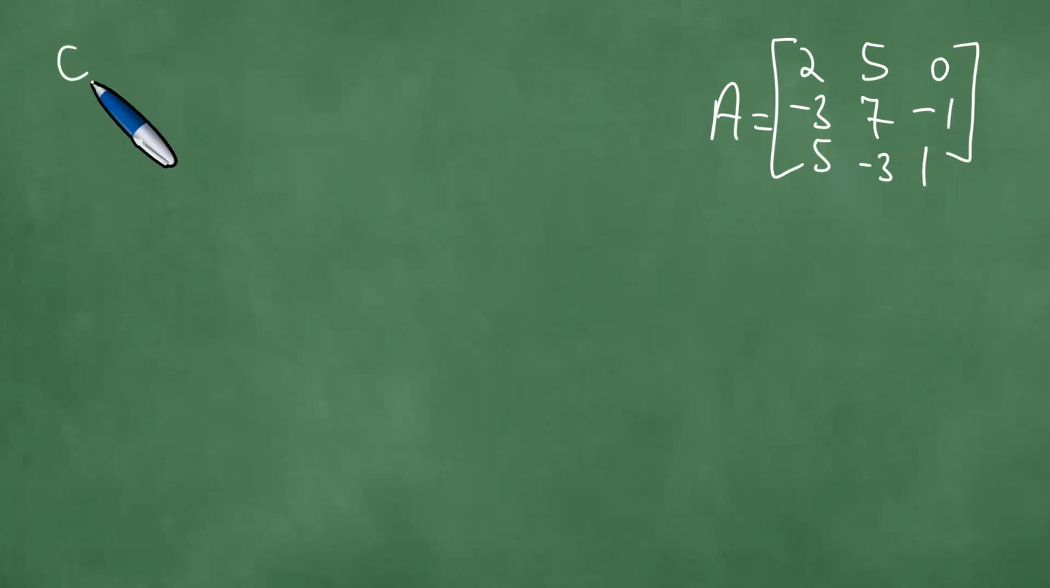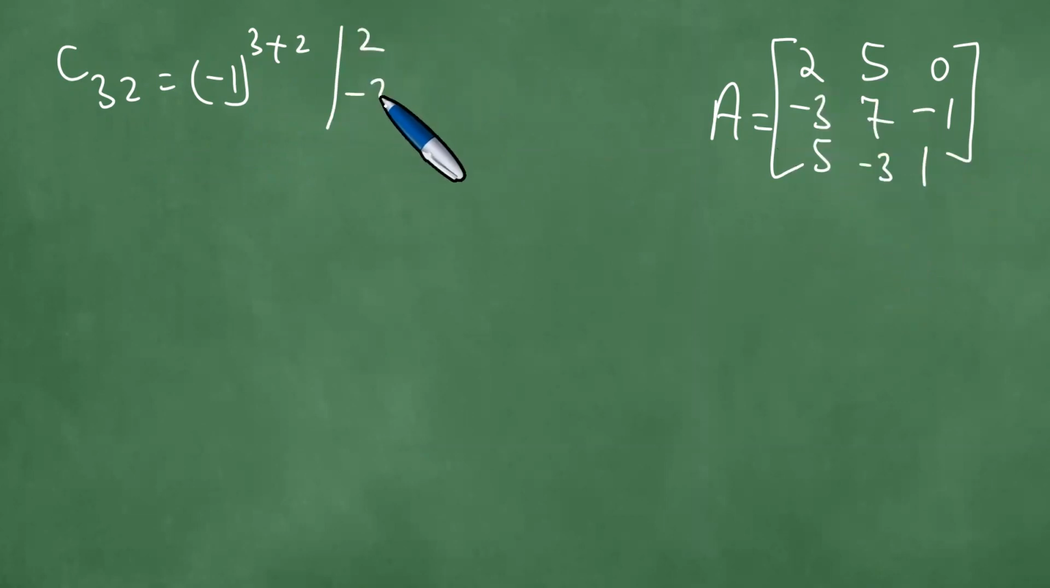It remains to find C32, which is minus 1 to the power 3 plus 2. Then we have 3, 2 is this one. So we block this and that, which is 2, minus 3, 0, minus 1. Which is exactly minus here. And minus 1 times minus 2 is 2.